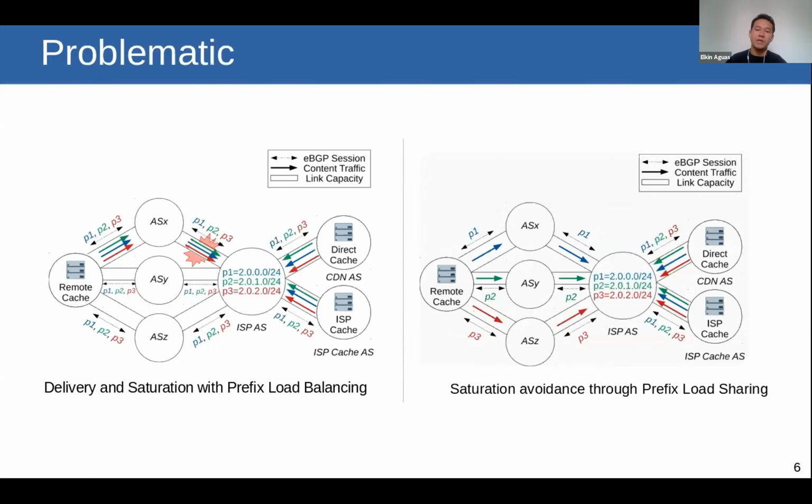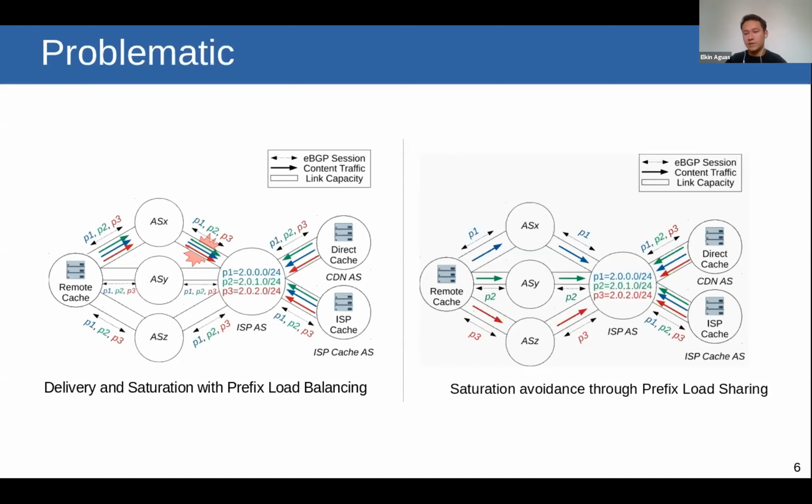So something that can be done at this point to solve this problem is not to try to load balance, but to load share the traffic that is entering the autonomous system. And this can be done by announcing 1 prefix per link in this case, which is going to force the traffic being sent to a specific prefix, sorry, to enter through a specific link.